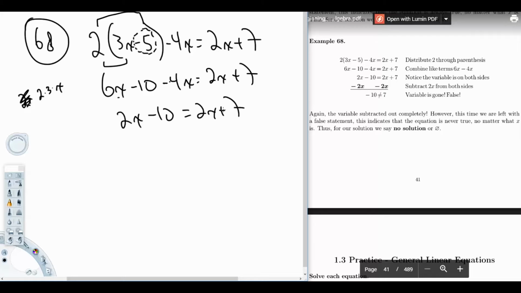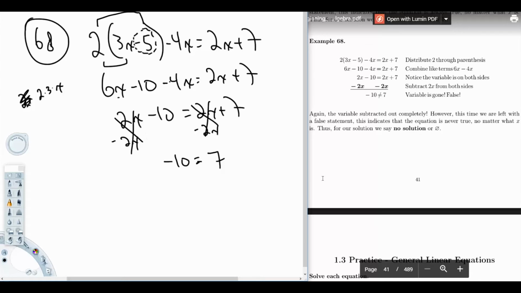Now here's where it gets messy. If I subtract 2x on both sides to move the 2x to one side, I get minus 10 equals 7 because I've eliminated the x's. Now this is bad. What does that mean? Minus 10 equals 7. It means no matter what x you put in, you will never get a valid answer, a valid answer meaning something equals something. Minus 10 can never equal 7.